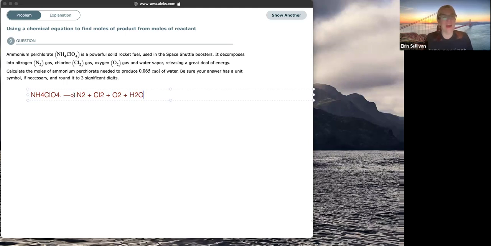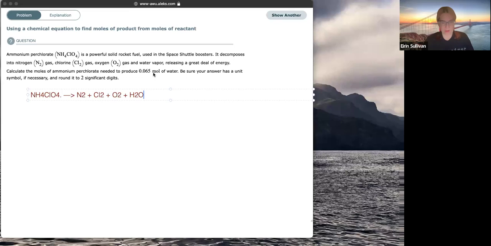It's a rocket fuel. Okay, so then it tells us how many moles of ammonium perchlorate we need to produce 0.065 of water. So we're trying to convert moles of product to moles of reactant. And once you sort of get in the zone on this and just use unit conversion to get from the thing that you've got to the thing you want, it won't matter to you if you're converting moles of reactant to moles of reactant, moles of product to moles of product, moles of reactant to moles of product, moles of product to moles of reactant, right? It doesn't matter because if you're using unit conversions and you get them the right way around, you can go whichever way you need to.